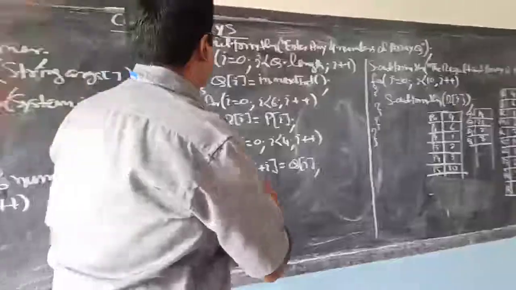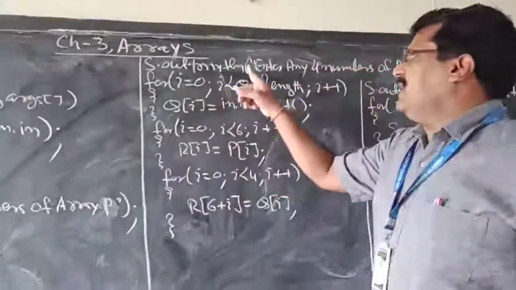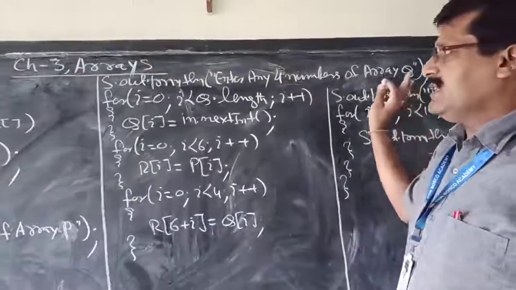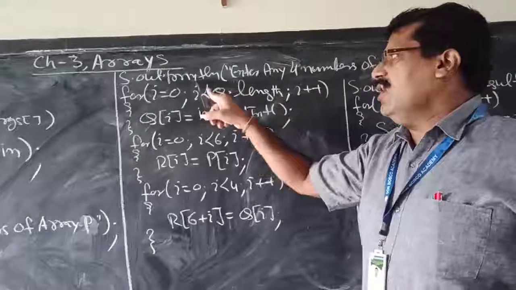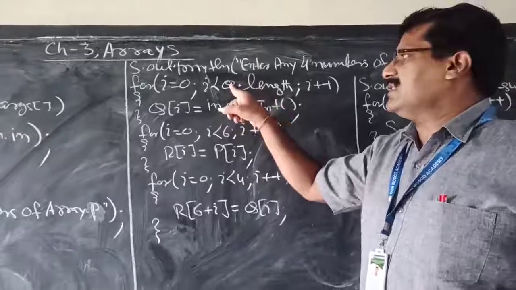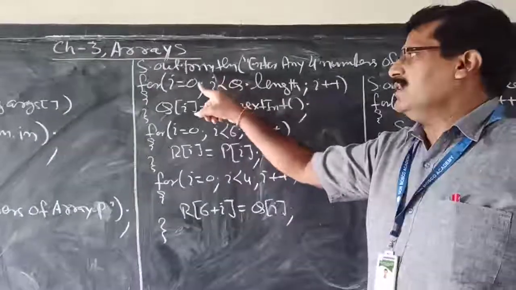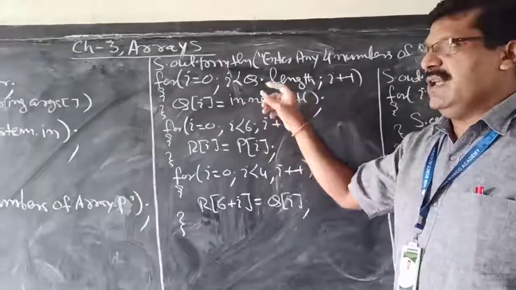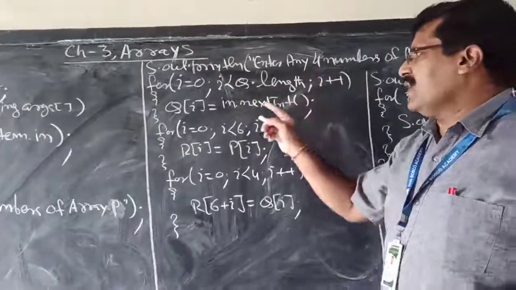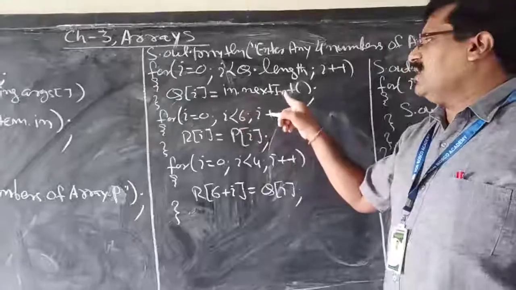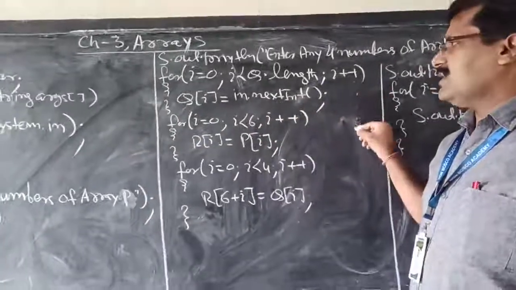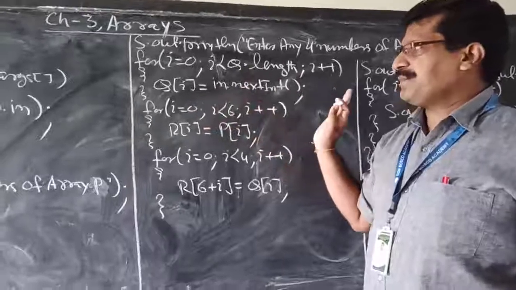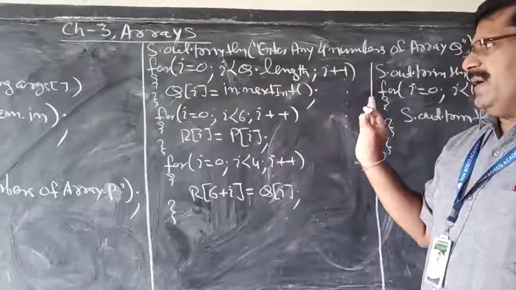Now see array Q. System.out.println enter any 4 numbers of array Q. This message is given. For i equal to 0, i less than Q.length. The size of the array Q is 4, so 0, 1, 2, 3, it will go 4 times. Now Q[i] equal to in.nextInt. So one after another, you input the 4 numbers when you run the program. So array P and array Q are prepared.